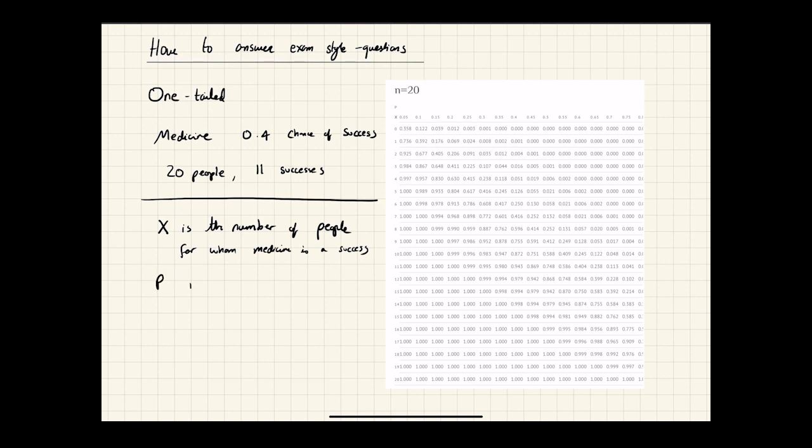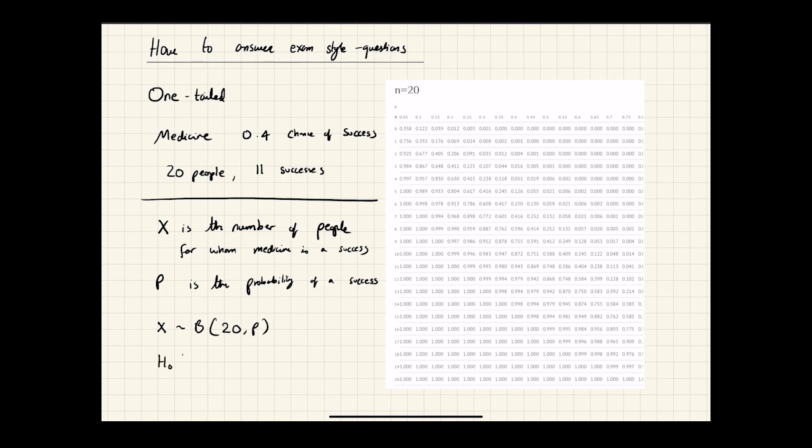And P is the probability of success. That's how I set it up. X is the number of people for whom the medicine was a success, and P is the probability that I actually have a success. So X is binomially distributed, where I had 20 people, with probability of success P for each of those 20 people. That's how you know it's binomial: either a success or it wasn't.